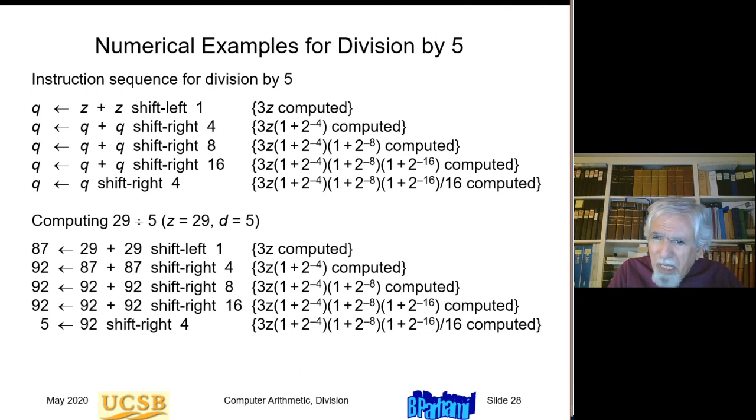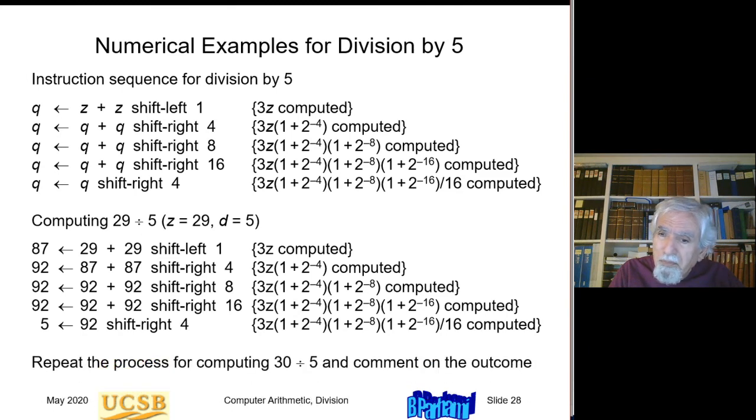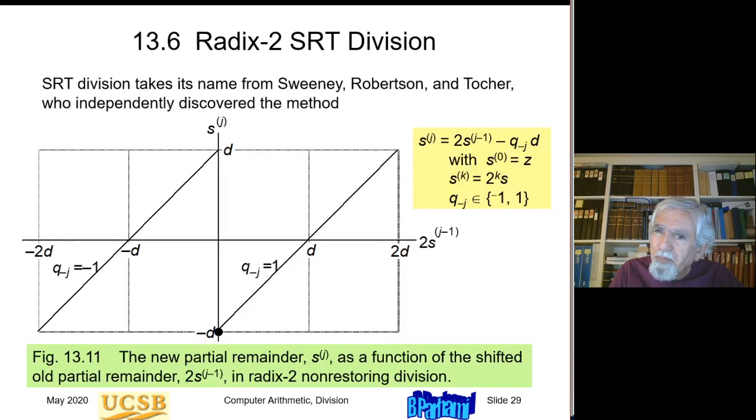And sometimes we actually don't mind that we get the approximate result because we are not doing exact computations anyway. Okay, so this at the bottom of the slide is saying repeat the process for computing 30 divided by 5. See what happens and comment on the outcome.